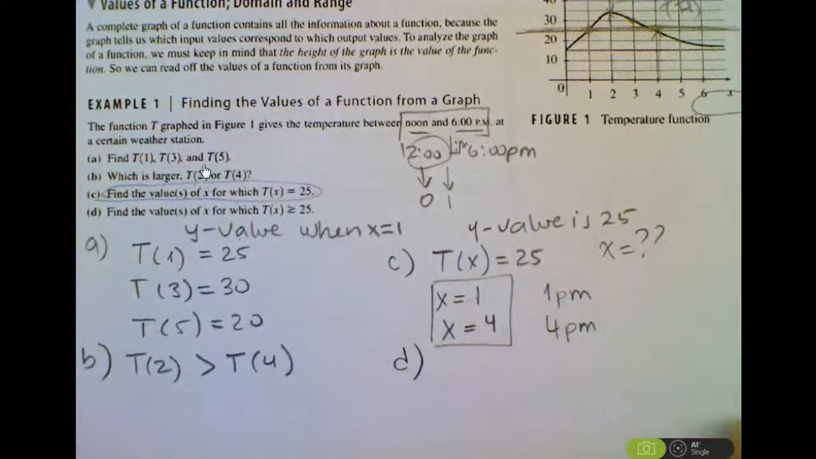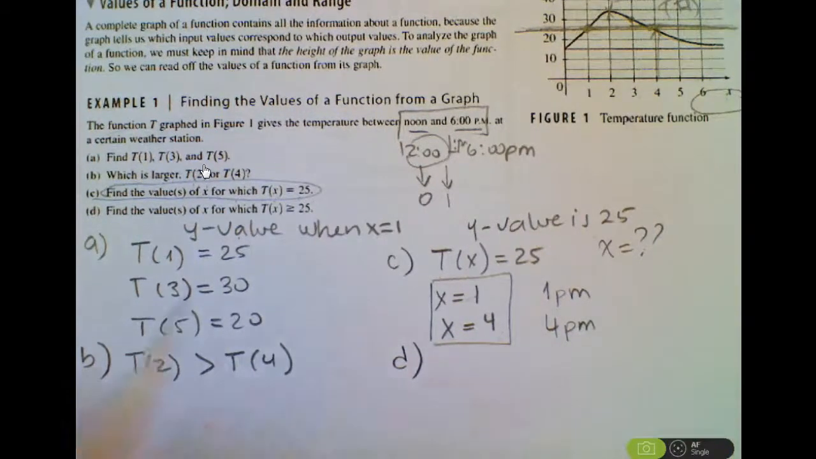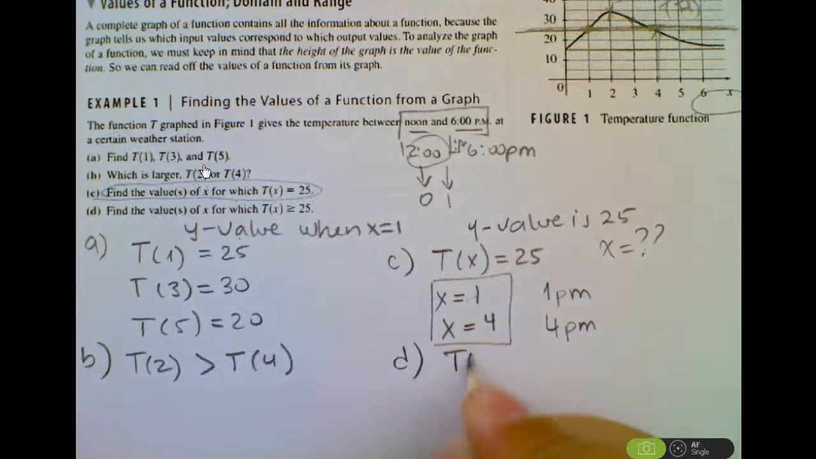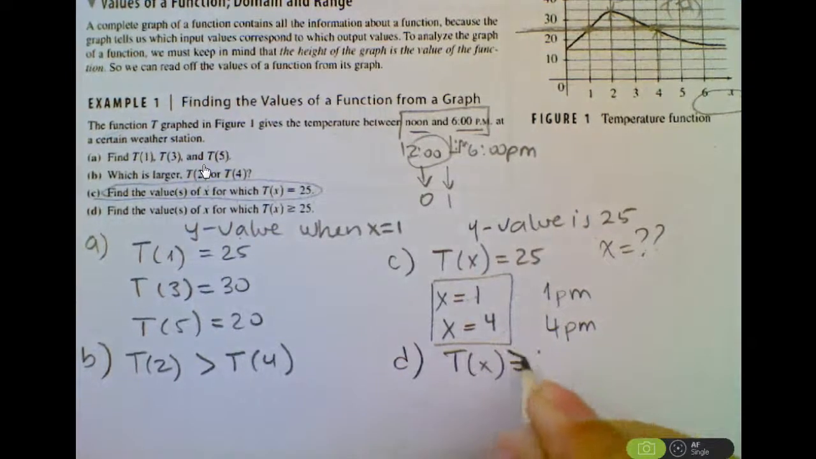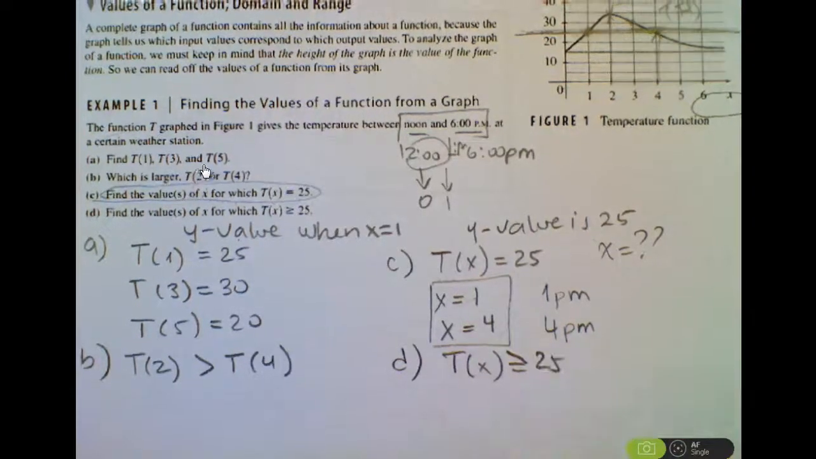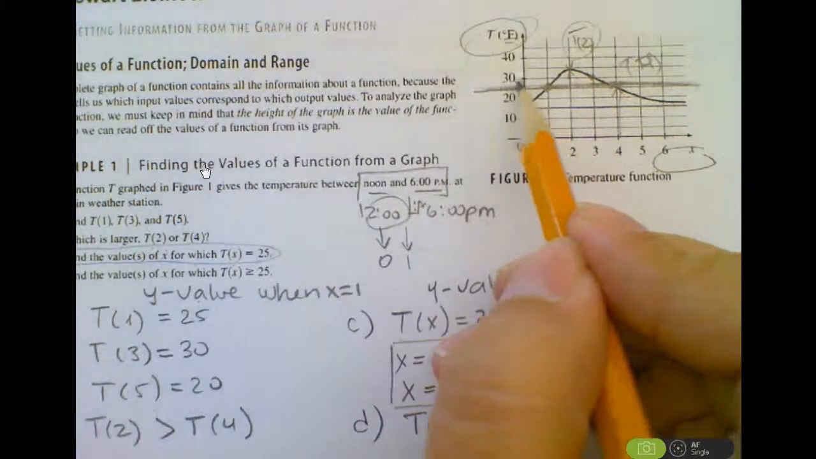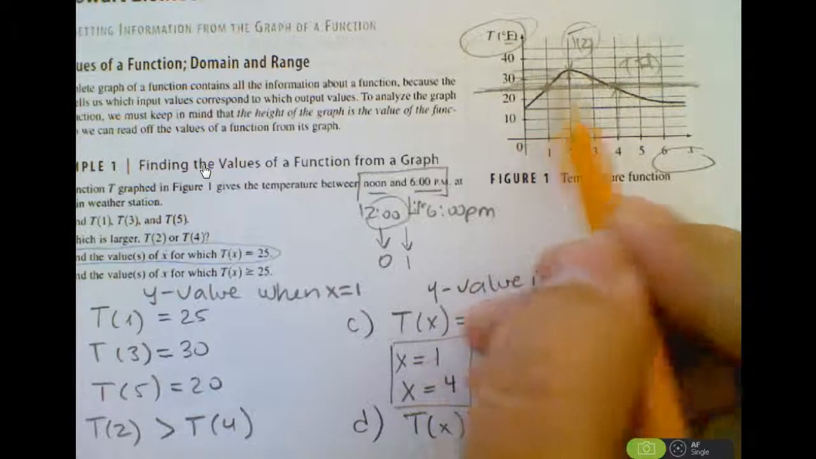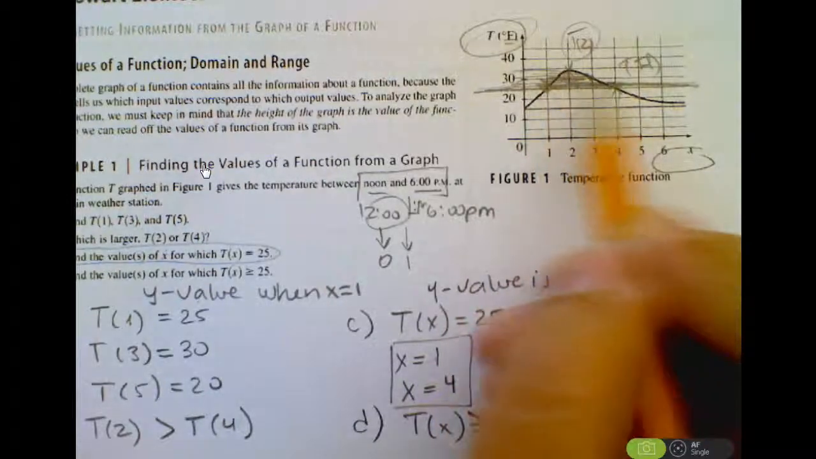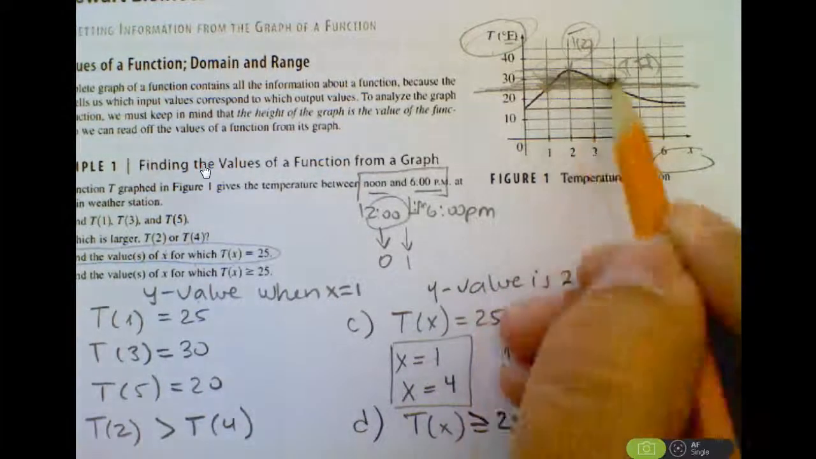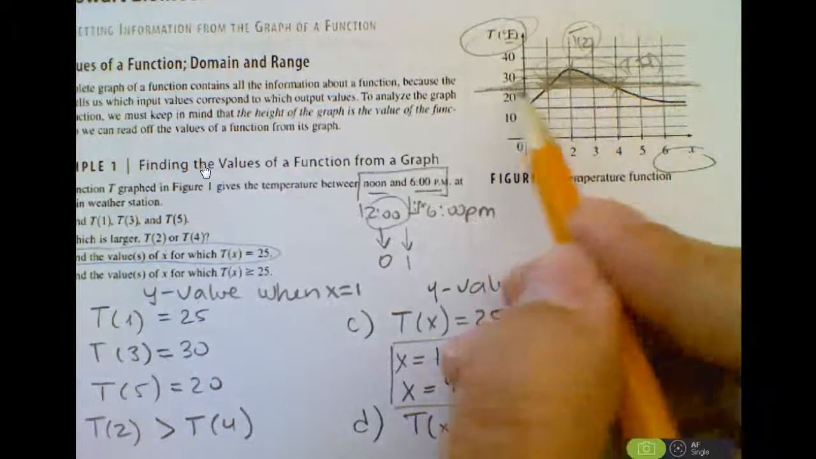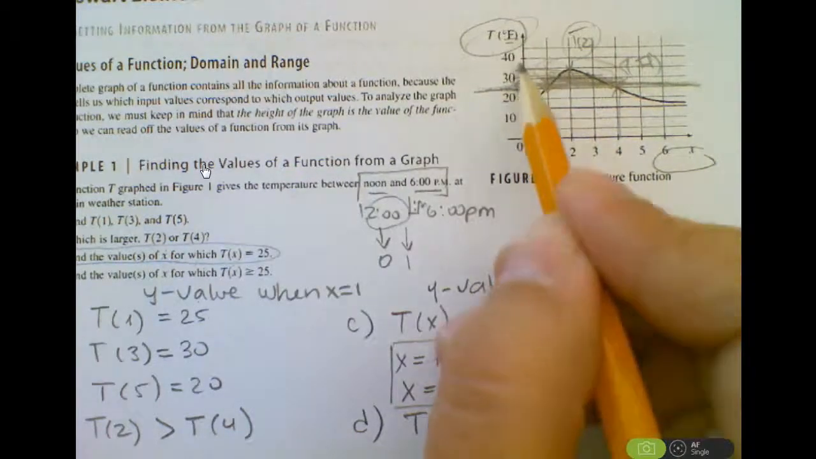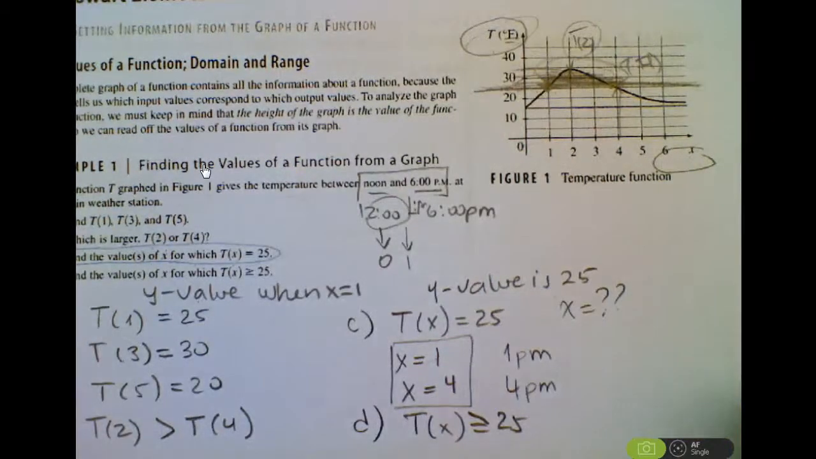Now part D says, find the values of x for which the temperature is greater than or equal to 25. So the temperature is greater than or equal to 25. That means I want to know when the temperature is more than 25, maybe 26, maybe 27, maybe 28, and so on. So I can see that this portion of my graph actually fits that criteria. The temperature is at least 25 or bigger. So for what values of x do I have that?